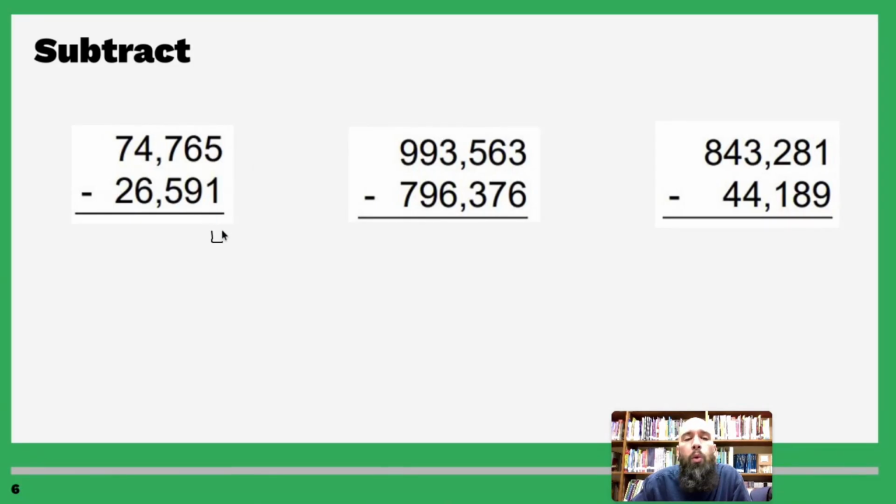5 minus 1 is 4. No big deal. 6 minus 9. I can't do it. So we're going to borrow 1 from 7 and make it 6 and turn the 6 into 16. 16 minus 9 is 7. Go to the hundreds. 6 minus 5 is 1. Go to the thousands. 4 minus 6. Can't do it. So we borrow 1 from 7 to make it 6 and turn the 4 into 14. Now I have 14 minus 6, which is 8, and 6 minus 2, which is 4. So 1, 2, 3 digits, make a comma, 1, 2, 48,174.